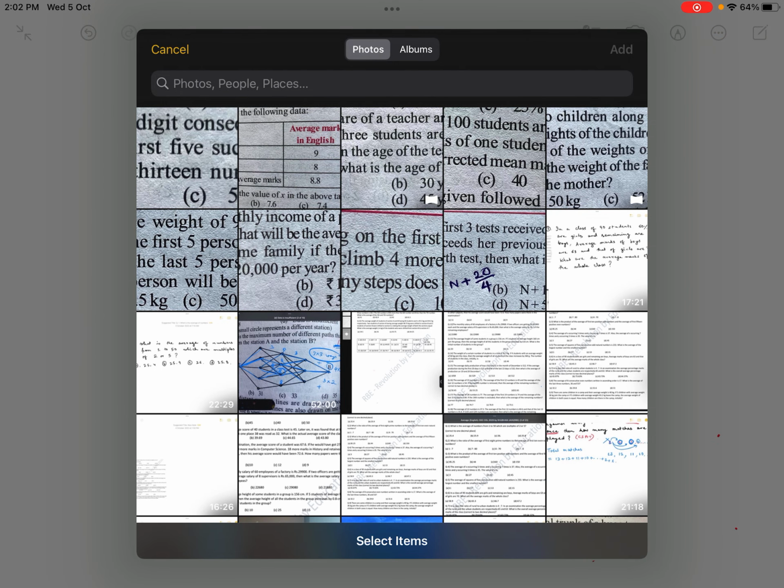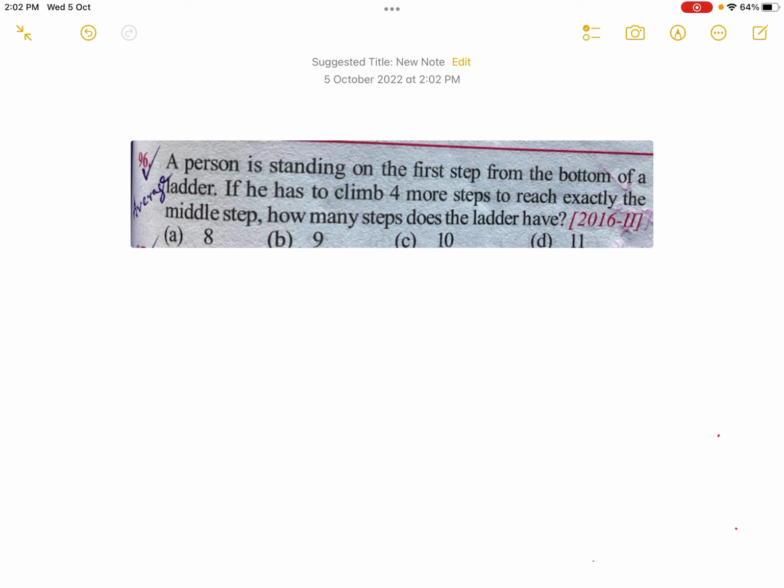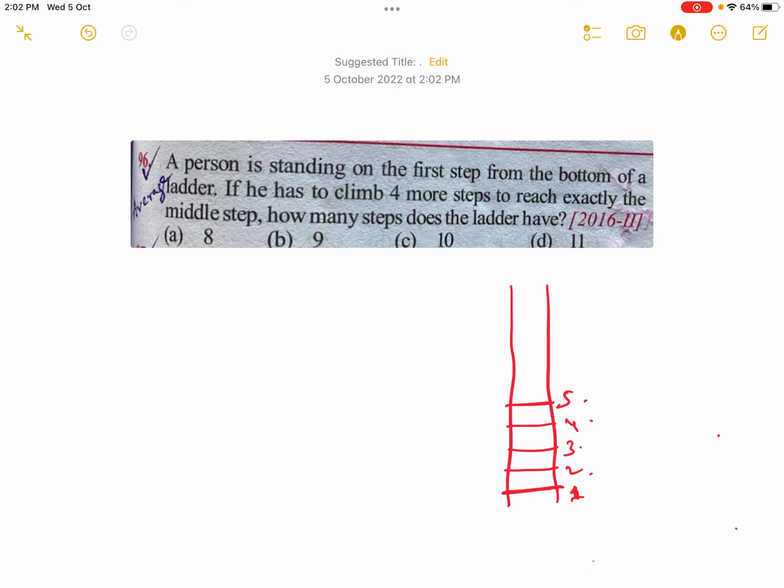Next question. A person is standing on the first step from the bottom of a ladder. If he has to climb 4 more steps to reach exactly the middle step, how many steps does the ladder have? This kind of question is conceptual. The person is standing already on the first step. This is 1. And he has to climb 4 more steps: 2, 3, 4, 5, to reach exactly the middle step.